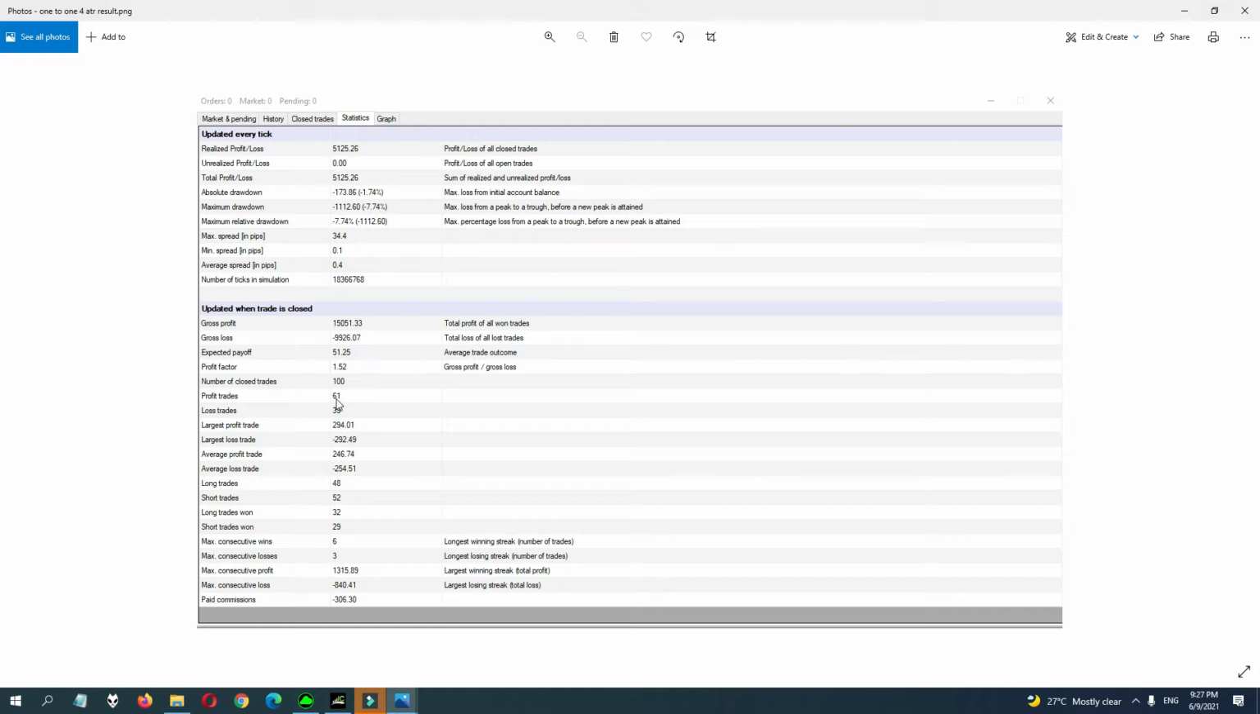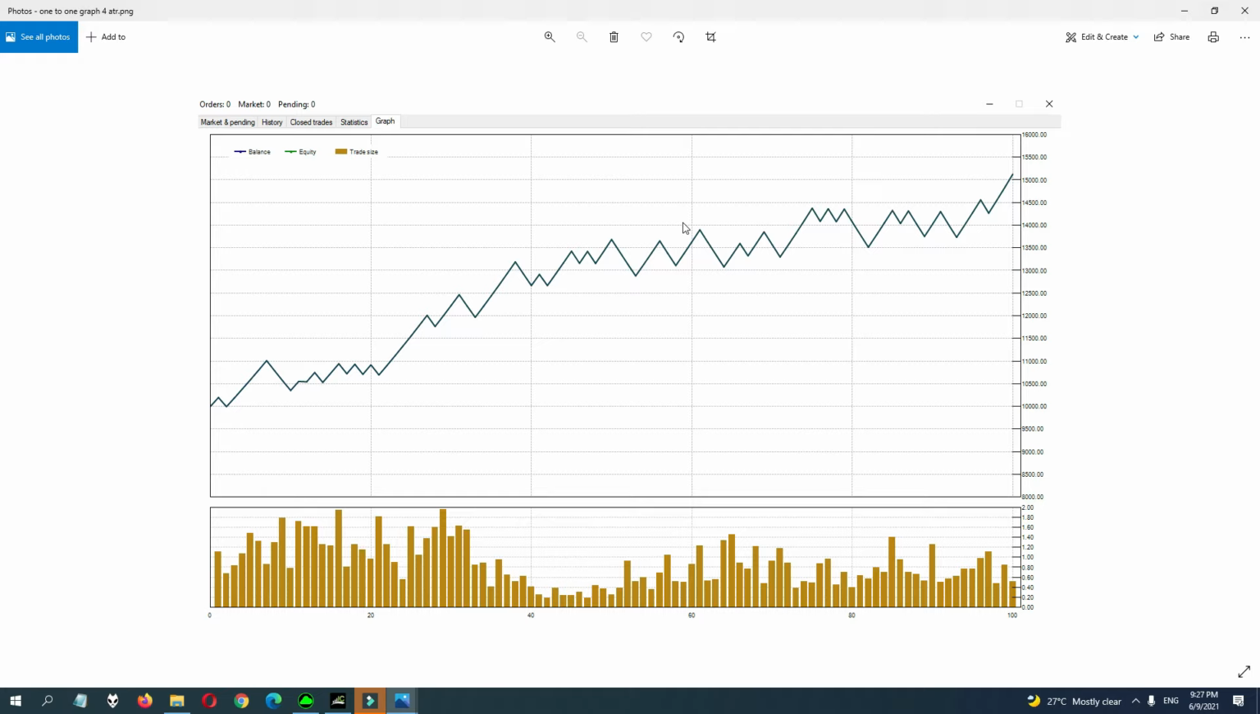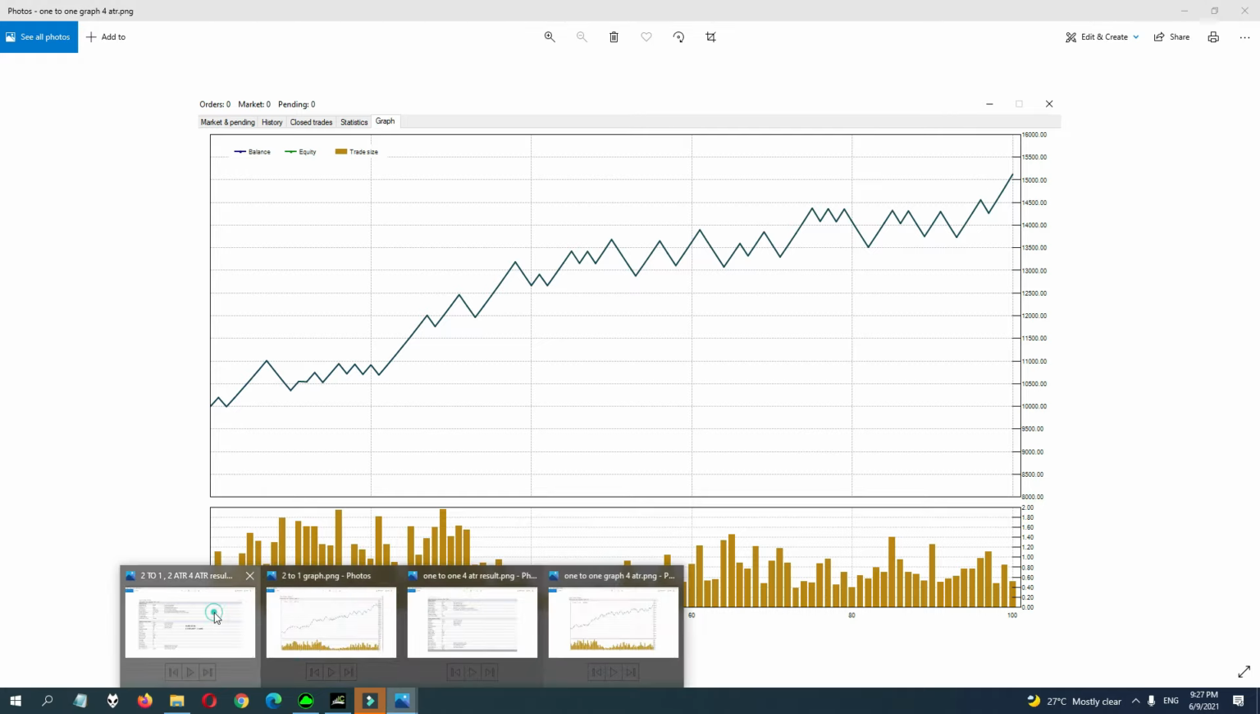So we have 61 wins, 39 losses. Here's the result, and we only made 5,000 in 100 trades, so it's a 50% gain on the account in 100 trades. I don't usually trade one-to-one. This is the graph for one-to-one. So yeah, that's it.